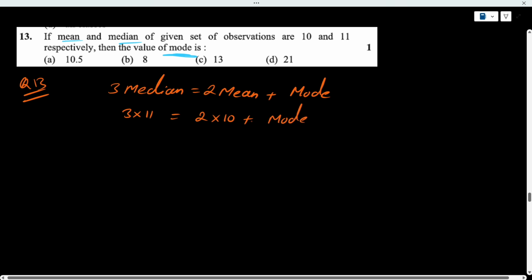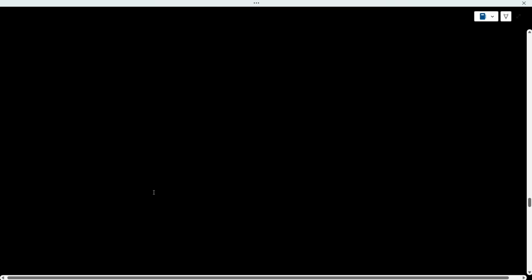So how am I going to get mode here? 33 minus 20 is mode. So what's your right option here? Option C, which is 13, right? So this question was also easy. Let us go for the next question, that is question number 14.